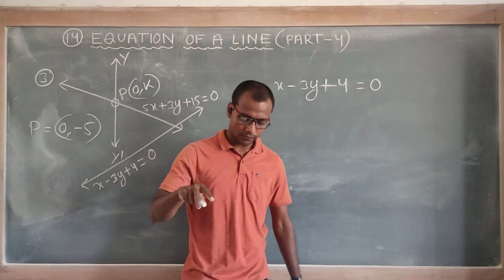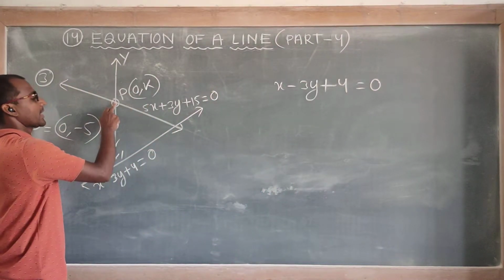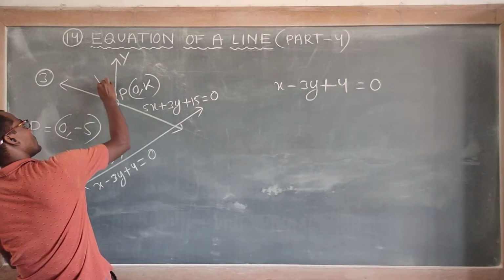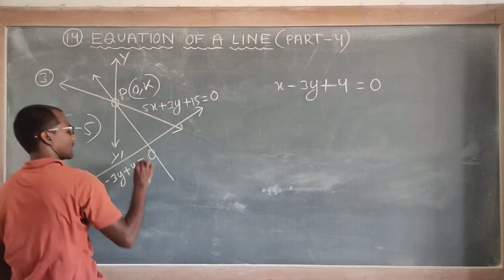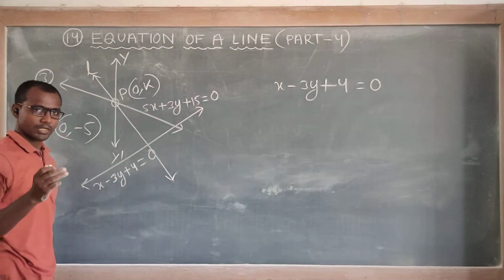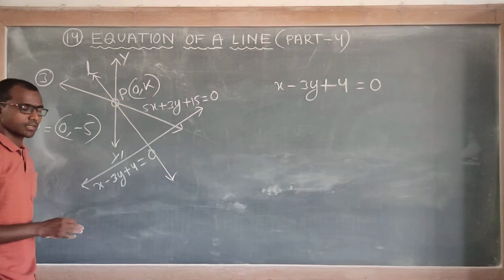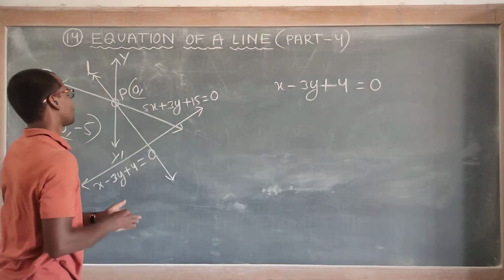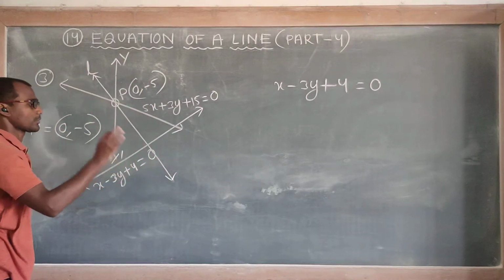And we have been asked to find the equation of the line that is passing through the point P and is perpendicular to this line. So let us draw a line passing through P and perpendicular to this line. Our target is this line. We are required to find the equation of this line. It is passing through the point P. Already we have found the coordinates 0, minus 5. Here I am writing 0, minus 5.